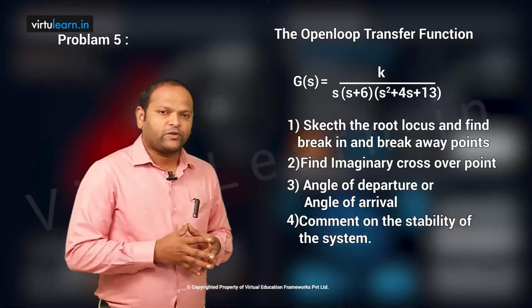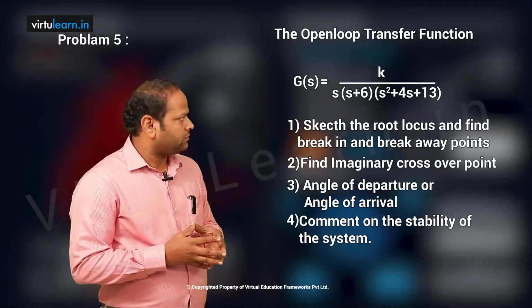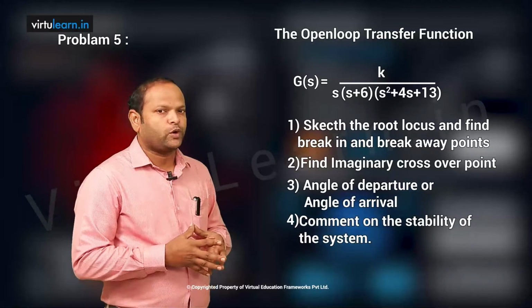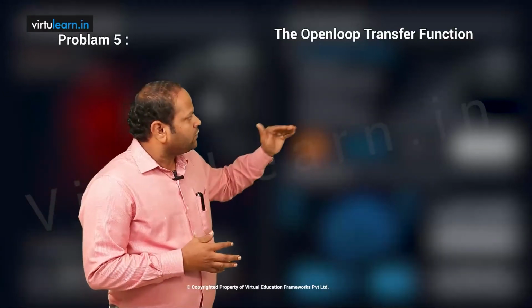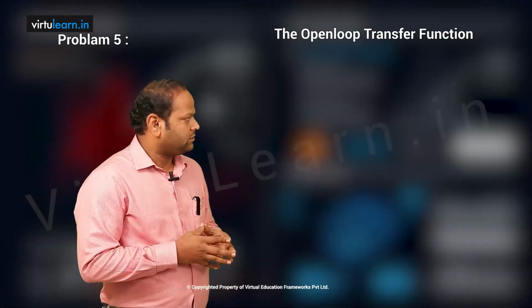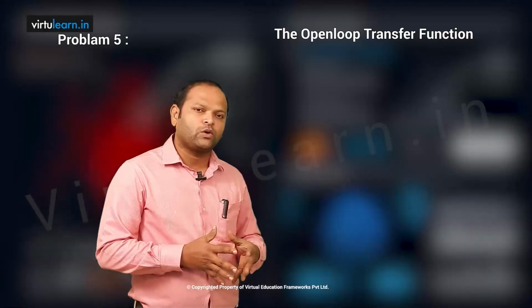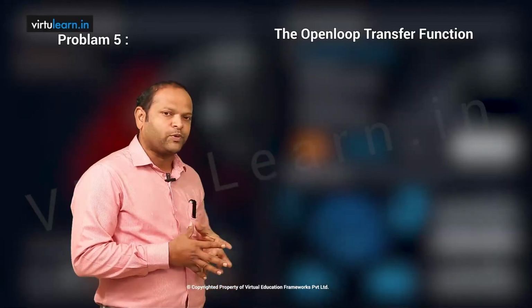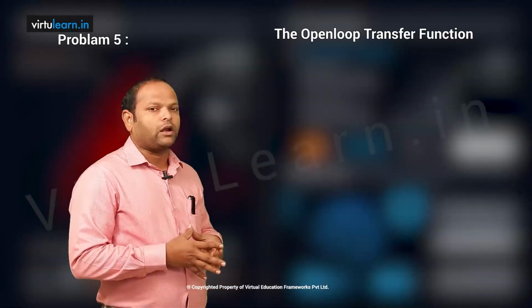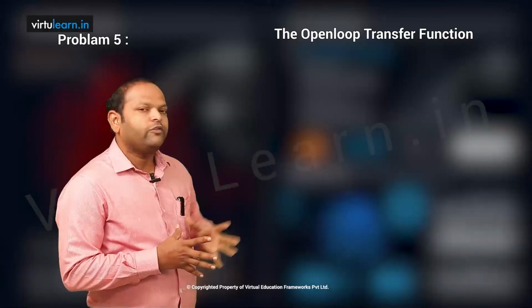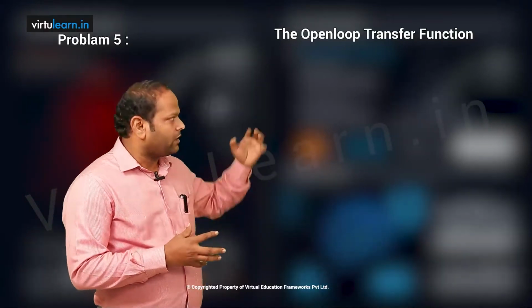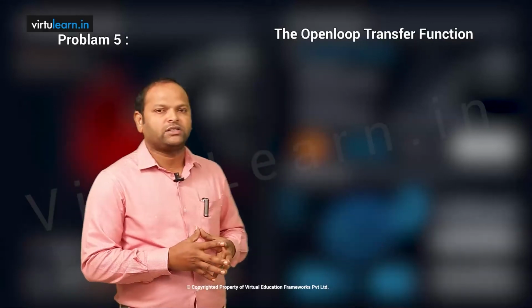So here the open loop transfer function is given, and there are 4 poles in this open loop transfer function. We need to sketch the root locus, and while sketching it we will be calculating all these points, and also finally we will conclude it. Therefore we will sketch the root locus, and in between we will get all these points.